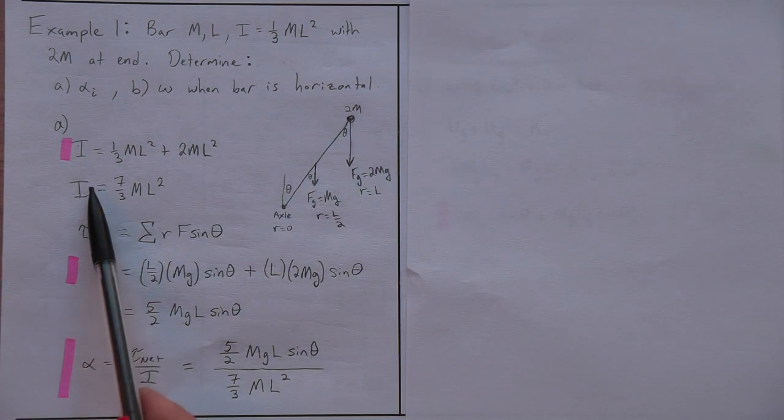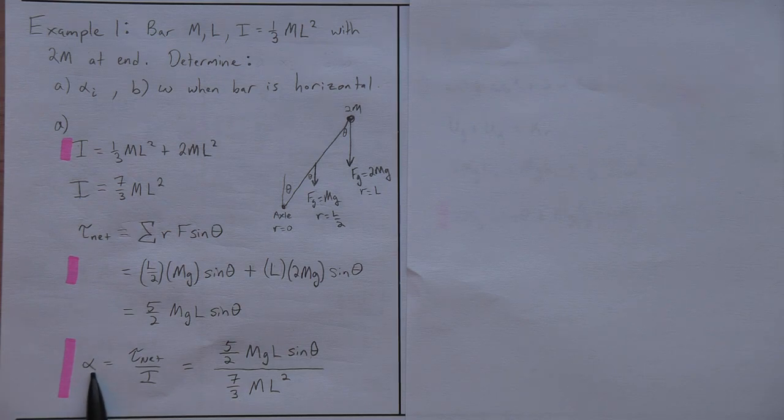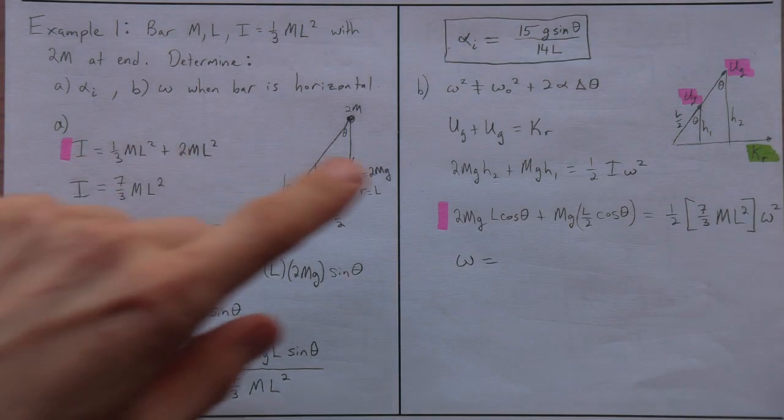Once I have the inertia and the net torque, I can now use Newton's second law for rotation. Alpha is net torque over inertia. I take the net torque, the inertia, and that's it. I highlighted this again. Just realize where these came from. Don't look at the details. I solved it, but again, I don't want you to focus on this.